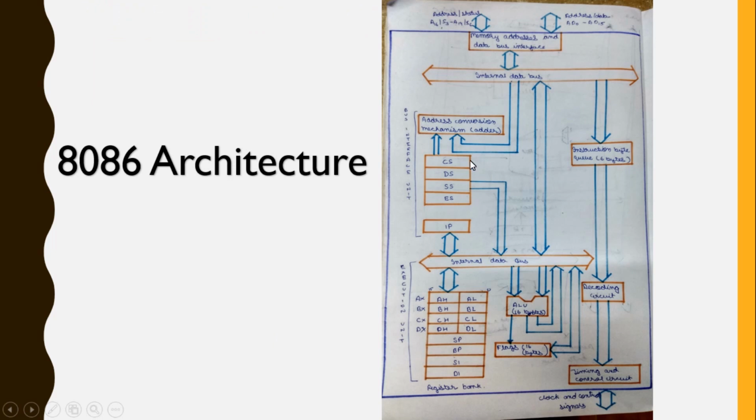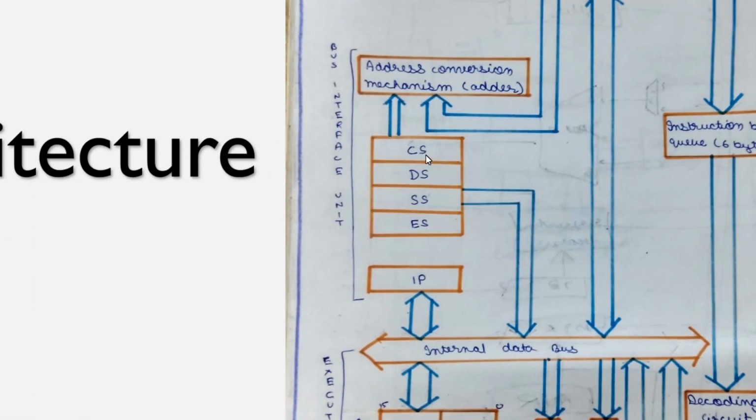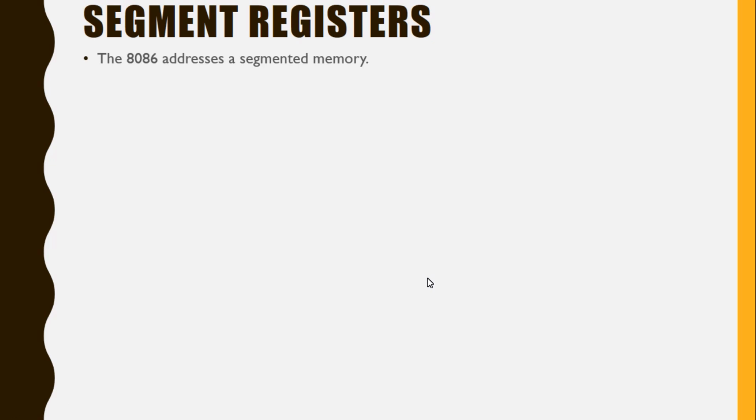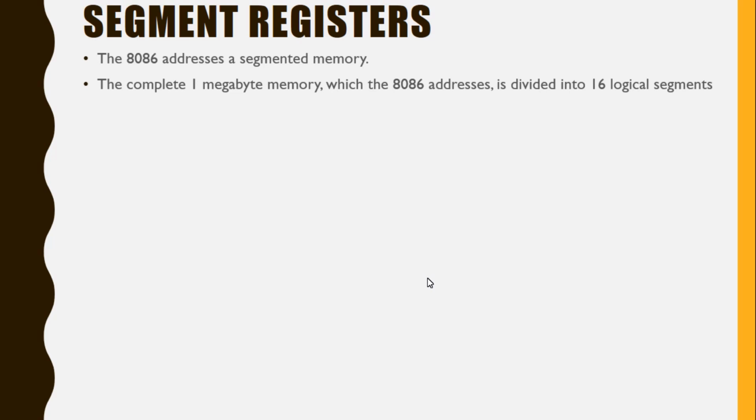Now come the segment registers. These 4 are the segment registers which come under the address conversion mechanism: CS, DS, SS and ES. The 8086 addresses a segmented memory. So what is segmented memory? We will see this in detail. The complete 1 megabyte memory which the 8086 addresses is divided into logical segments. Each segment thus contains 64 kilobytes of memory.